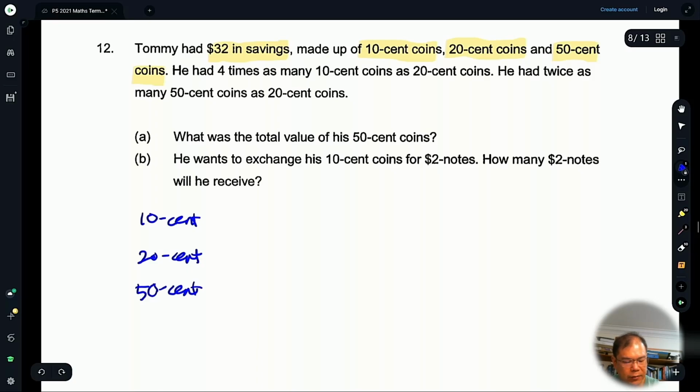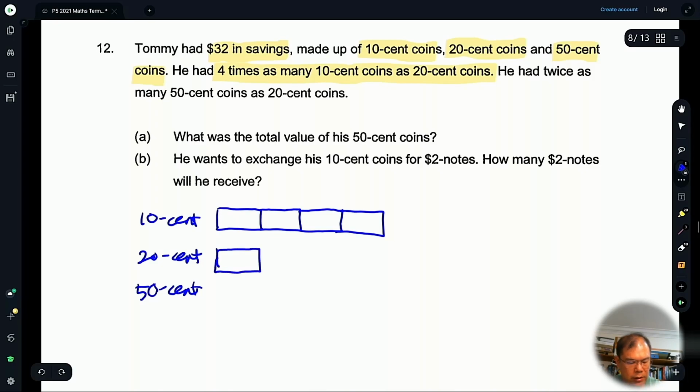Right? Now, he had 4 times as many 10-cent coins as 20-cent coins. 4 times as many 10-cent coins as 20-cent coins. So 4 times, so I'm just going to draw 4 units. 1, 2, 3, 4. Compared to 20-cent coins, 4 times as many.